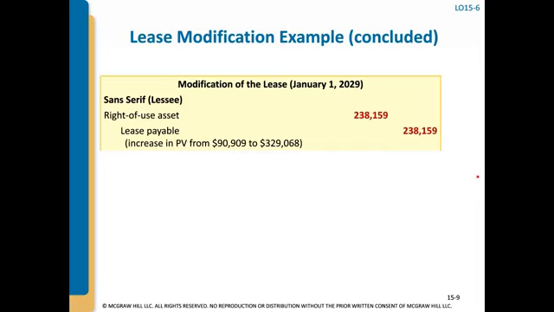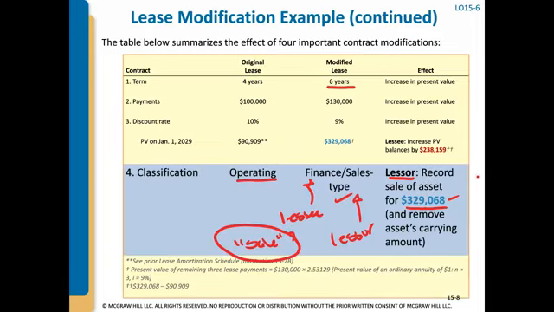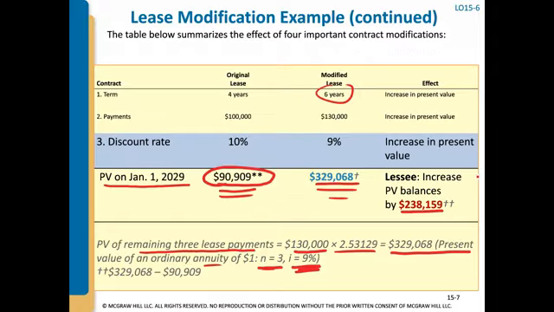$329,000, and we'll get to that in a couple minutes. So first, from the lessee side, we need to true up our lease payable. Right here, I was saying on our books is 90. We need the lease liability to be 329. So we need to increase it by 238,000.